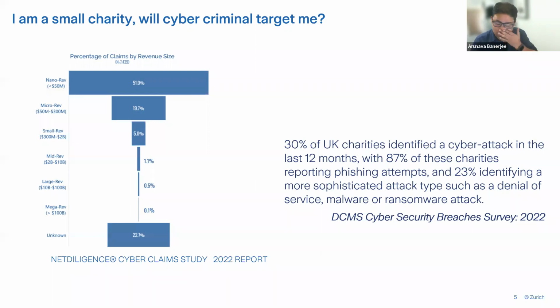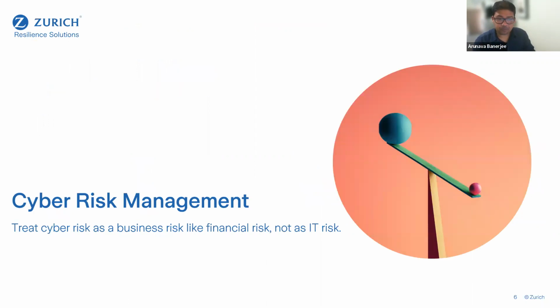Another thing to understand is that if you go to that report, you will see that small organizations or small charities have reported fewer attacks, whereas larger ones have reported more attacks. Does that mean the bigger you are, the more of a target you are? No, perhaps the smaller you are, you don't have the ability to find out that you are being attacked. So that is also a possibility.